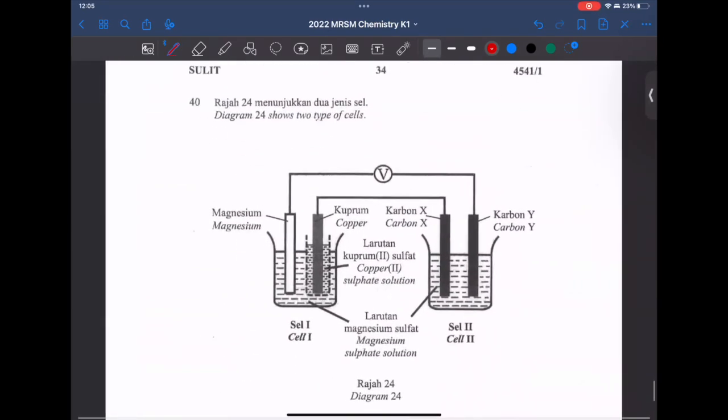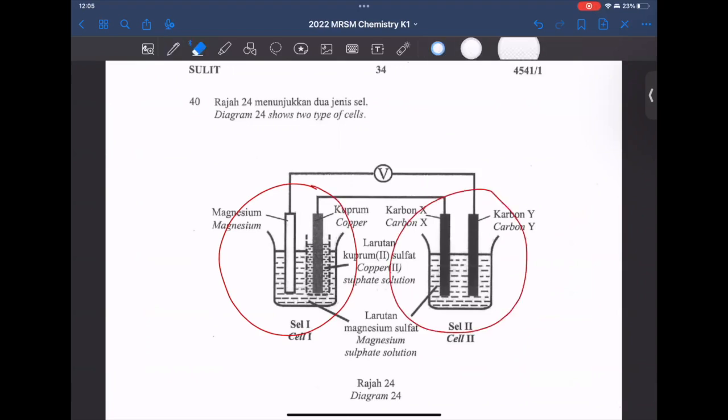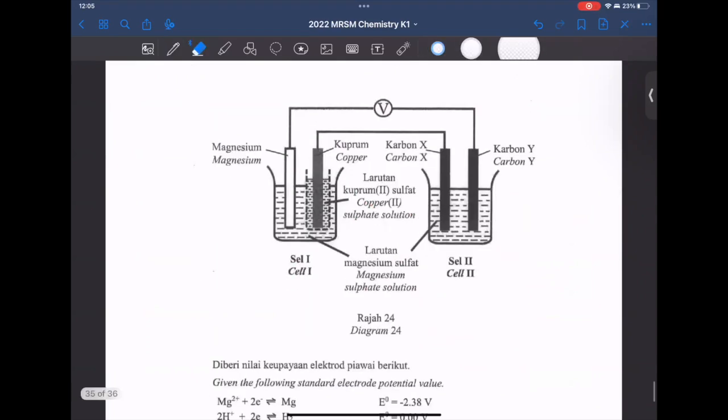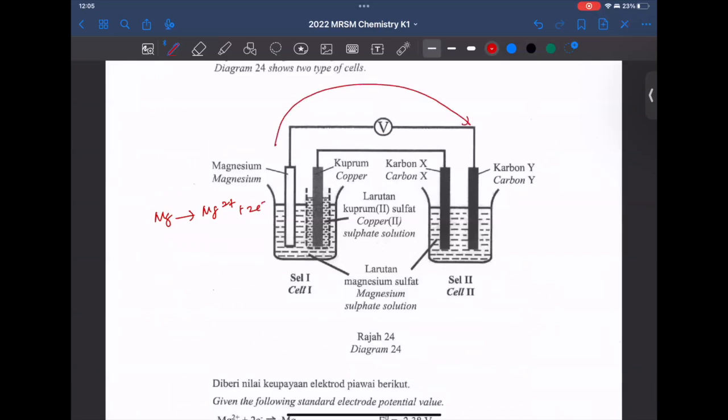Last question. Diagram 24 shows two types of cells. So this side is a chemical cell, this is an electrolytic cell. So magnesium will dissolve because it's a more electropositive metal. So Mg will dissolve to form Mg2+ plus 2 electrons. So the electrons will go towards this side. So magnesium becomes the negative terminal of the battery.